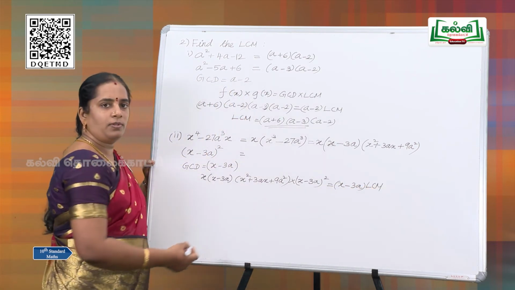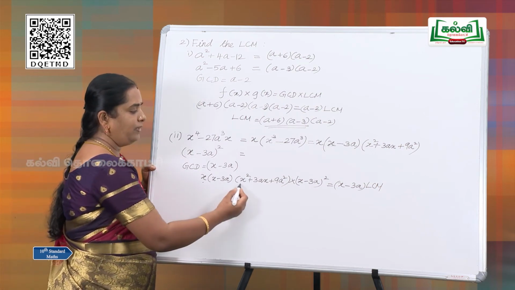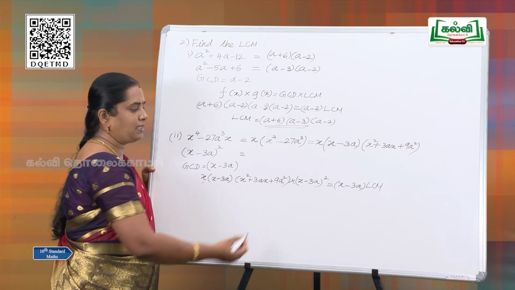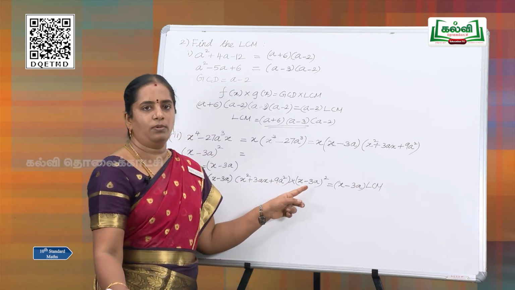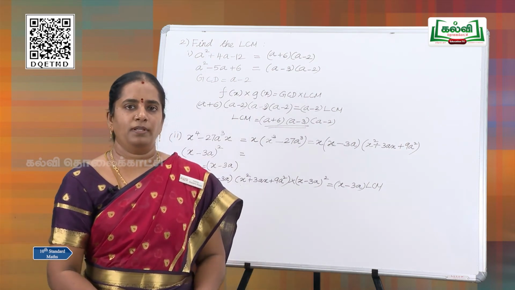So, dividing both sides by x minus 3a, we have the LCM as x into x square plus 3ax plus 9a square into x minus 3a the whole square. Have you got the answer? Yes, very good. Let us move on to the next sum.